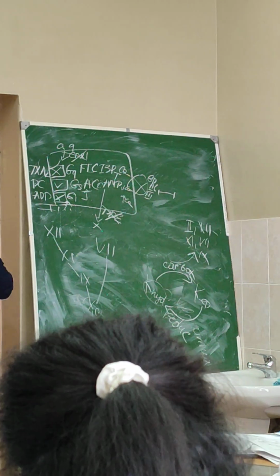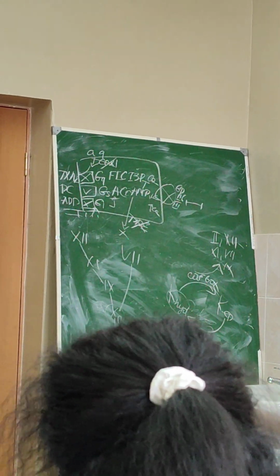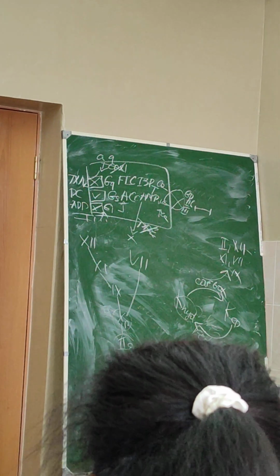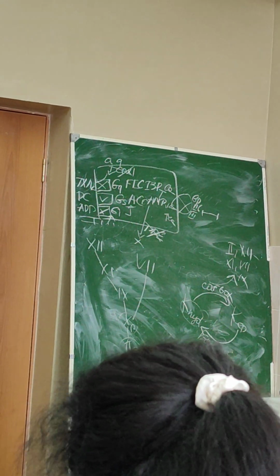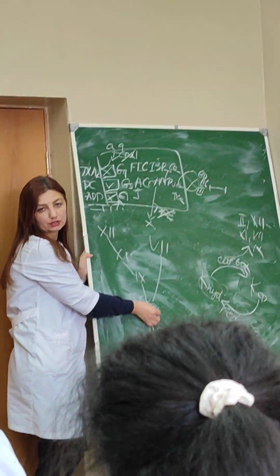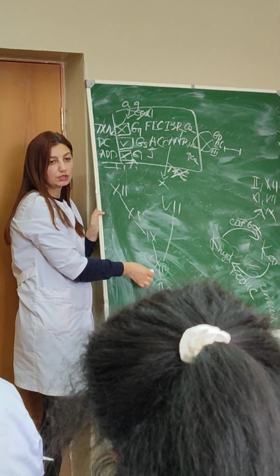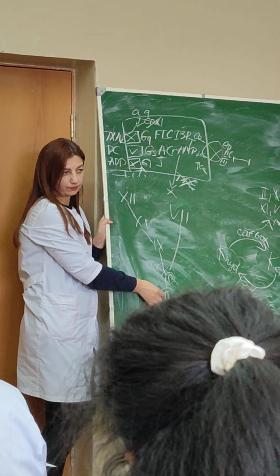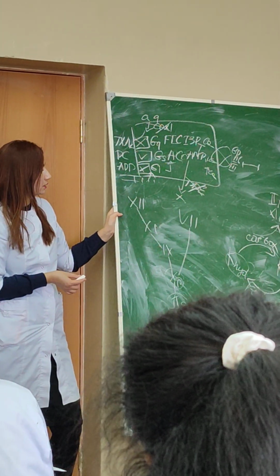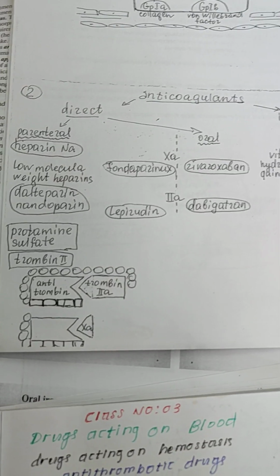If we speak about anticoagulants, they are divided into two main groups. If we speak about direct, they will affect only activated factors. And the main ones we need to inhibit are 10 and thrombin. Direct anticoagulants are divided into two main groups, which we can use parenteral or oral.